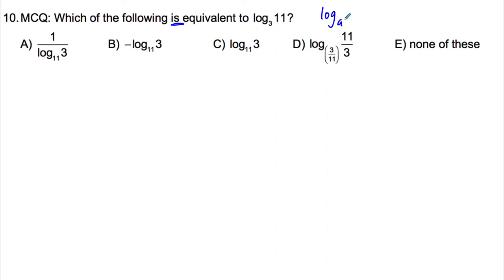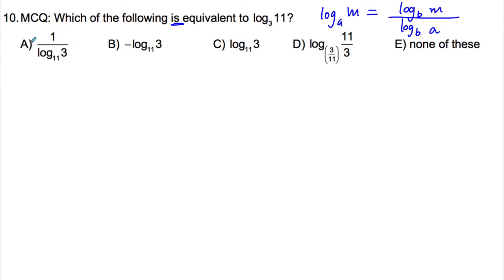Log base a of m, for example, is equal to log base any acceptable base divided by log base any acceptable base, and then the powers are m and a. So you might have to go from left to right or from right to left, depending on what's given.